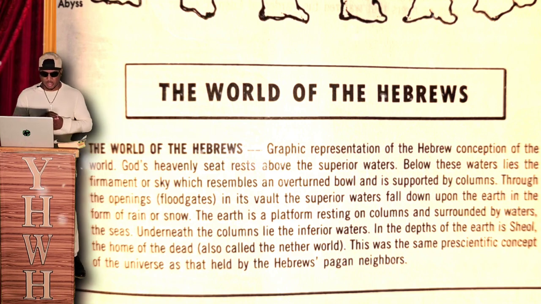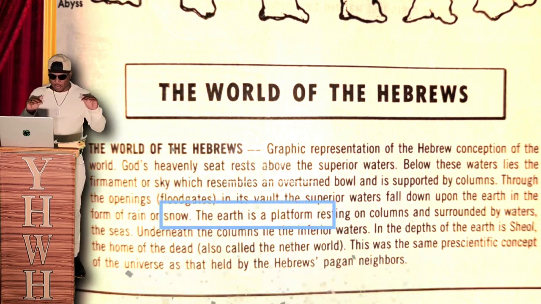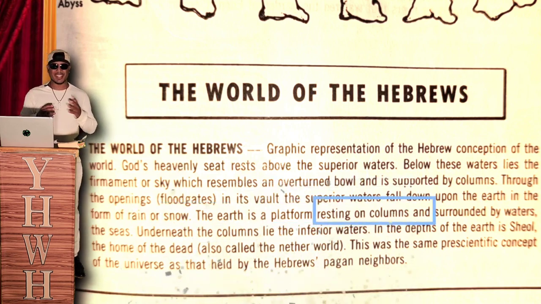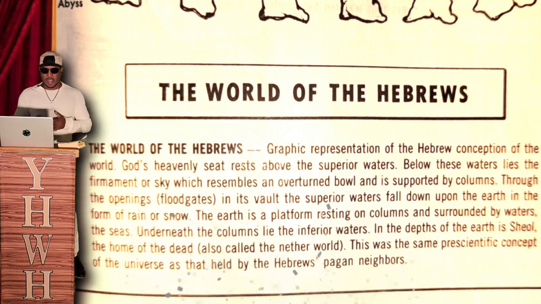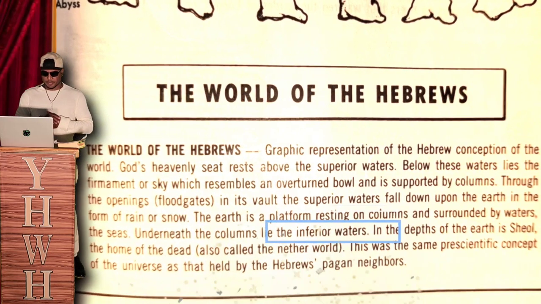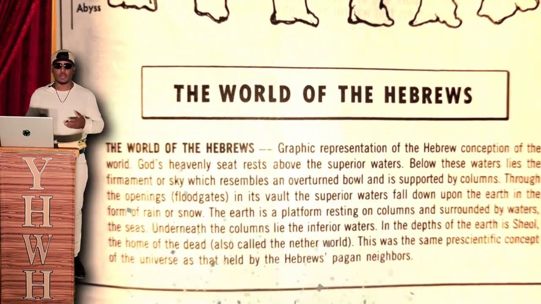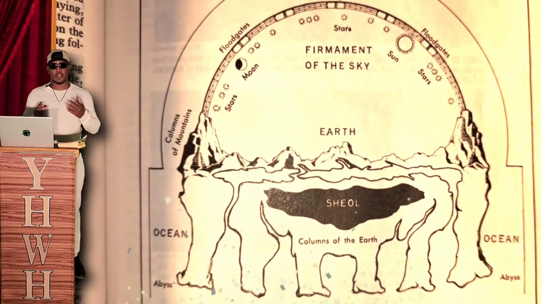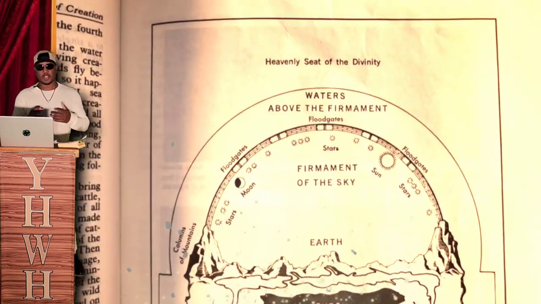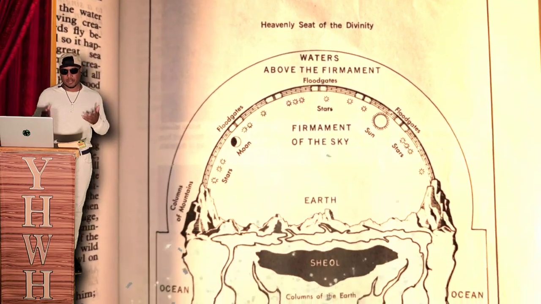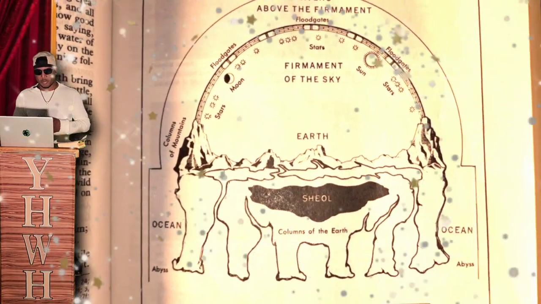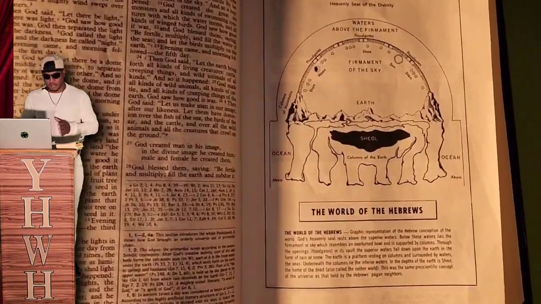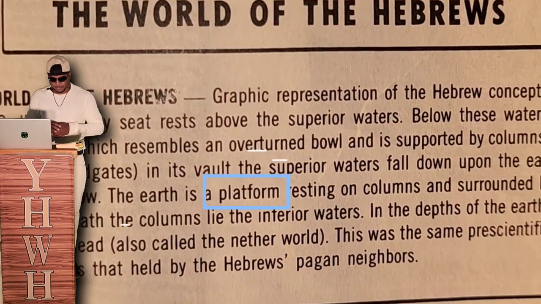The earth is a platform resting on columns surrounded by waters, the seas. Underneath the columns lie the inferior waters. In the depths of the earth, Sheol, or hell, home of the dead, also called the netherworld. This was the same pre-scientific concept of the universe as that held by the Hebrew pagan neighbors. All right, so the key word we want to focus on is platform.